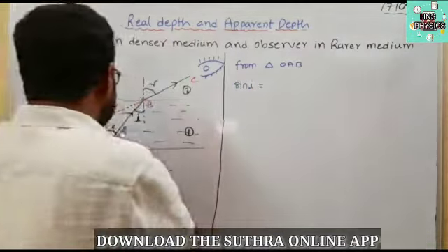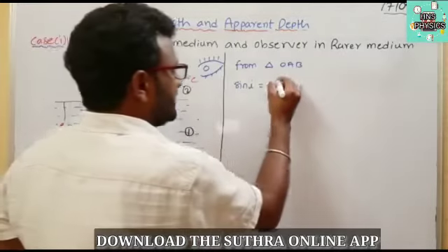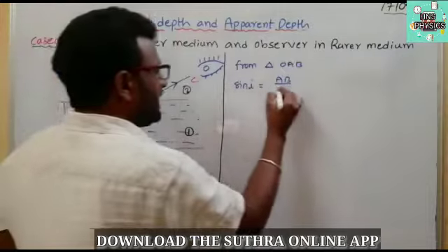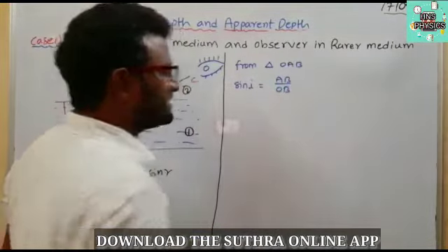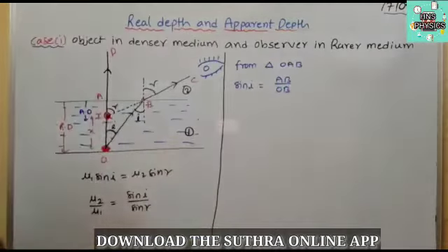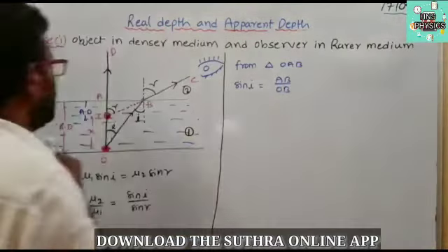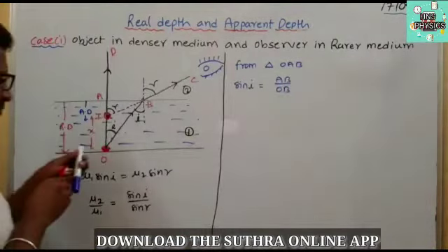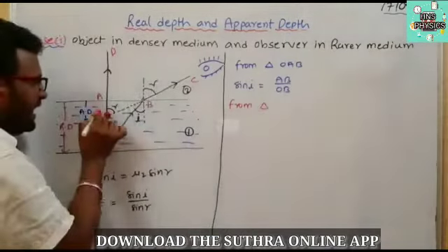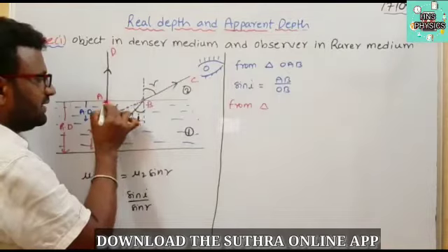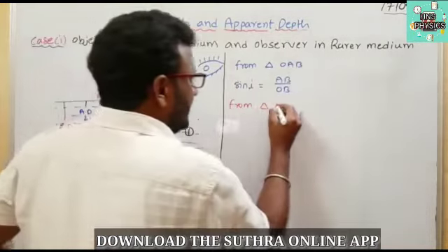So what is the opposite side here? AB is the opposite side, AB by OB, which is the hypotenuse. So sin I is AB by OB. Next, come to the triangle AIB. This is also one triangle, AIB.